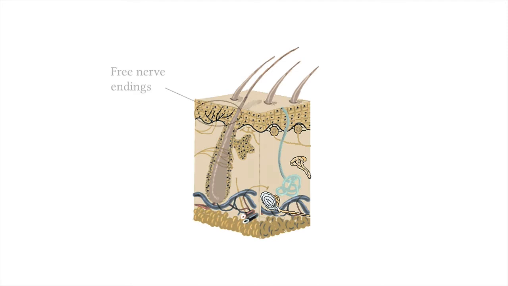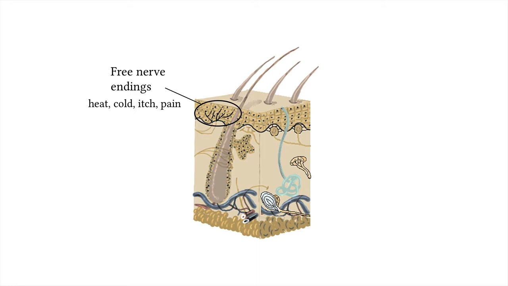The simplest are free nerve endings. These are the most common types of cutaneous receptors. Free nerve endings are just neurons that extend into the epidermis and branch out. These receptors identify heat, cold, itch, and pain. And they're found superficially or deep in the skin. And for each modality, or each kind of stimulus, there are different free nerve endings.